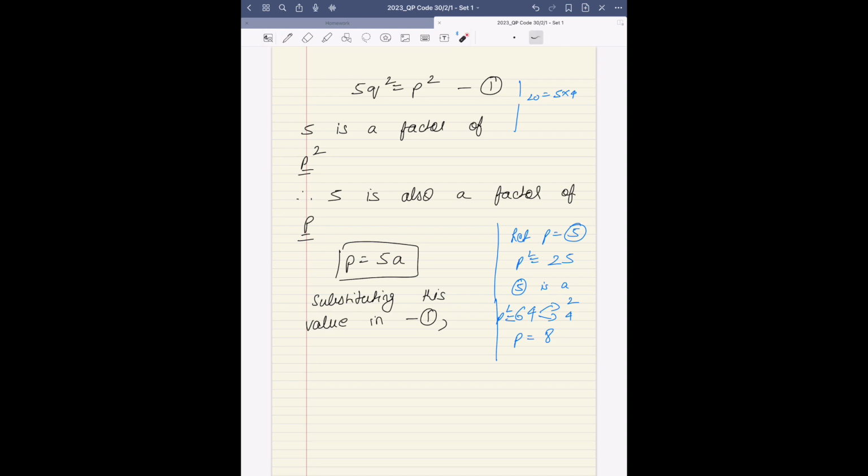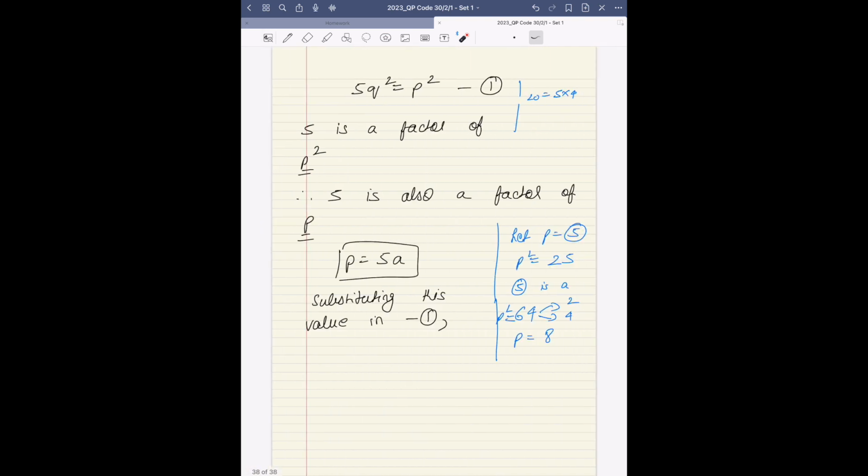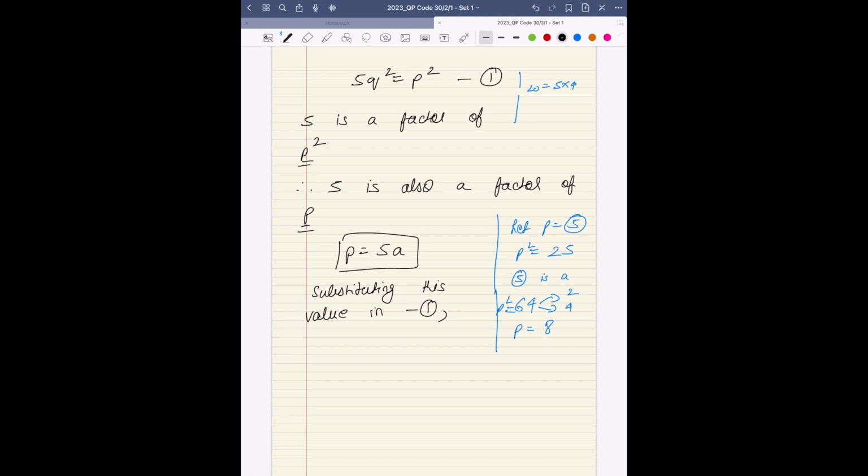Why are we doing it? Because we have shown that 5 is a factor of P, right? If we show that 5 is also a factor of Q, then we will prove that this number is not rational. If it's not rational, then the only possibility is irrational. That is why we are proving in this way. So put it there. We get 5Q square is equal to (5A) whole square, or 5Q square is equal to 25A square. Cancel this and you see that Q square also has a factor of 5.